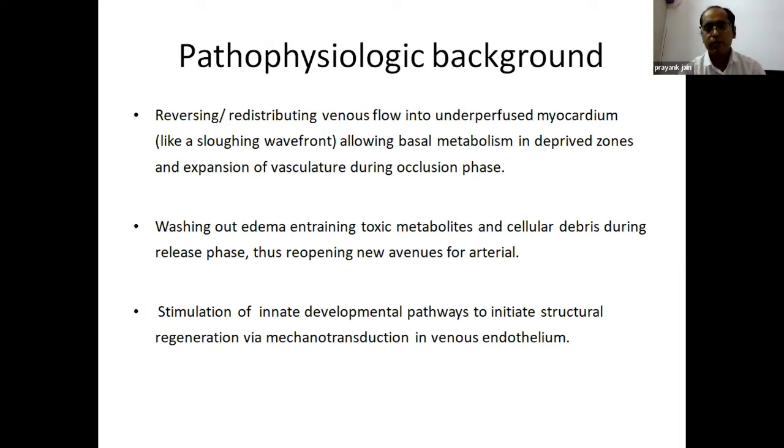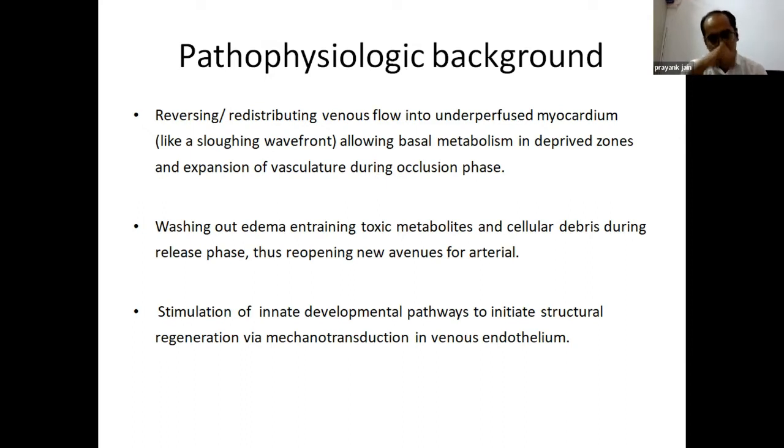When there is a microvascular occlusion, small microthrombi are occluding the microvessels. So this pressure build-up causes some distribution of flow into that part, which pushes the small microthrombi into the arterial side and allows the basal metabolism, because this venous flow is now available for myocytes to provide some oxygen, and some basal metabolism is allowed. So there is an occlusion phase which causes this sloughing wavefront phenomenon, and it expands the vasculature.